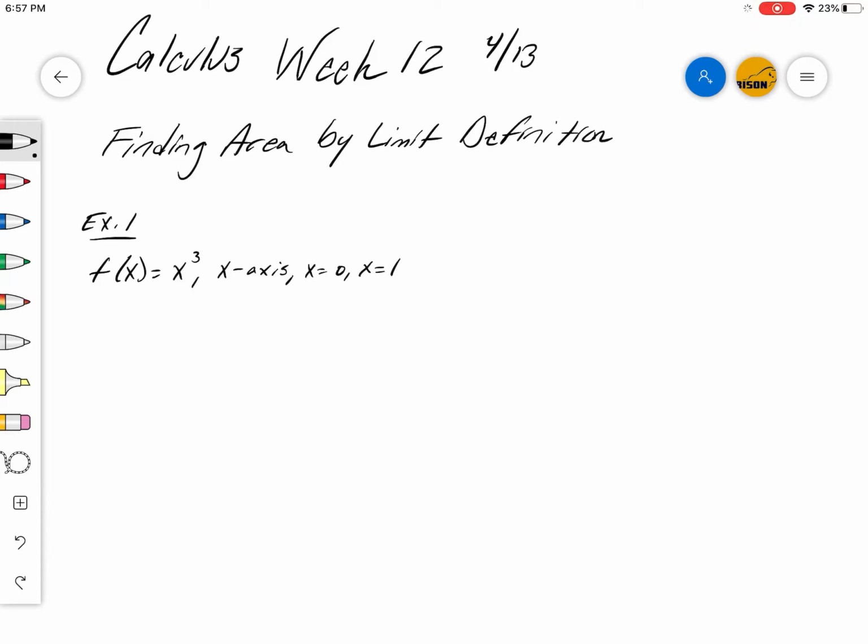We're going to work on another way of finding the area. Last time we did it by the summations. This time we're going to use the limit definition. Okay, so it's going to be just a little bit different than what we were doing.